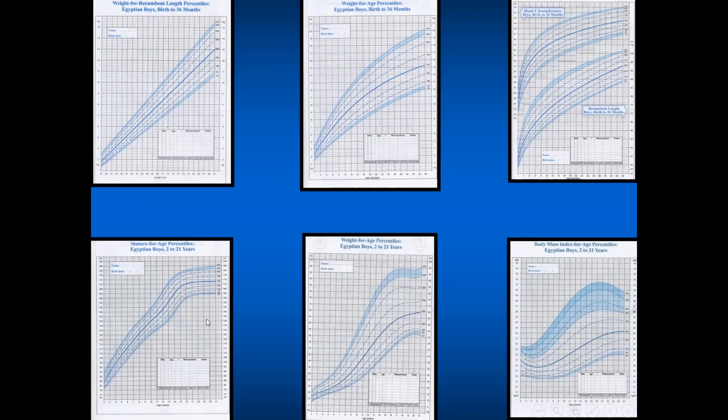You will find from left to right, this is the linear height, this is the weight for age, and this is the body mass index.